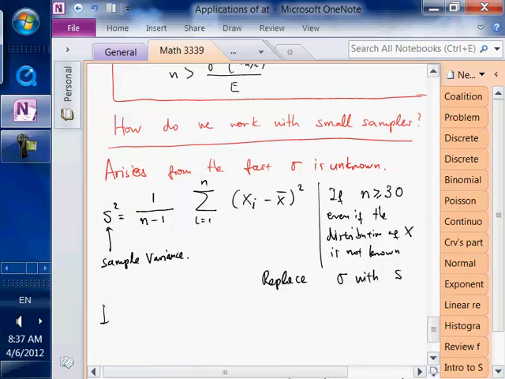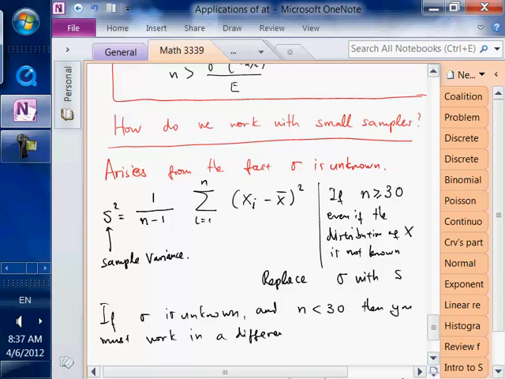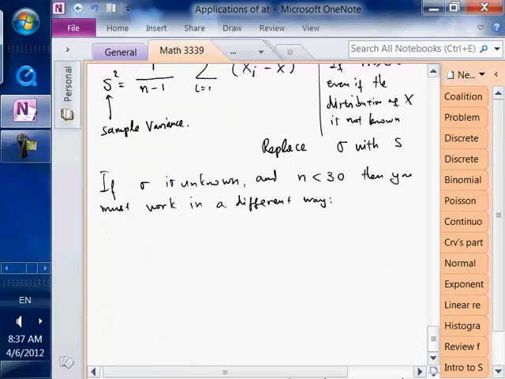Now, if sigma is unknown, and believe me, it's never known, and n is less than 30, you are forced to work with a small sample, then you must work in a different way. And this is called small sample estimation. That's what I want to describe next.